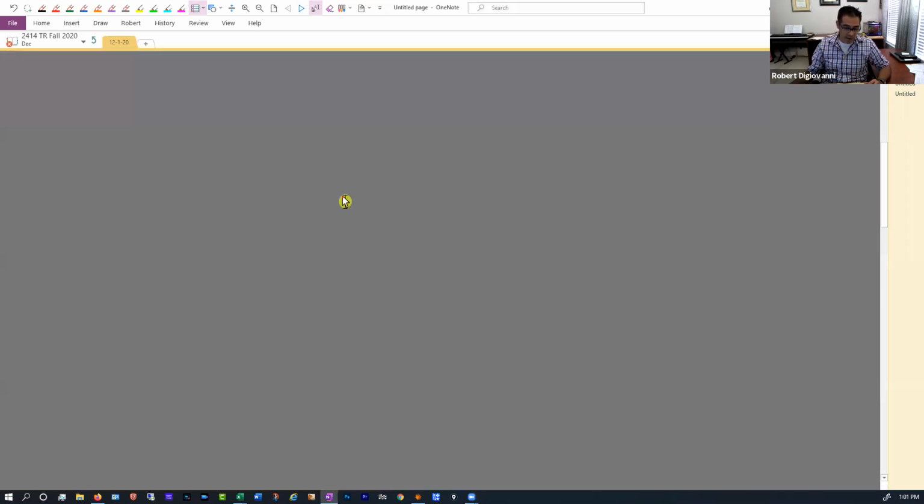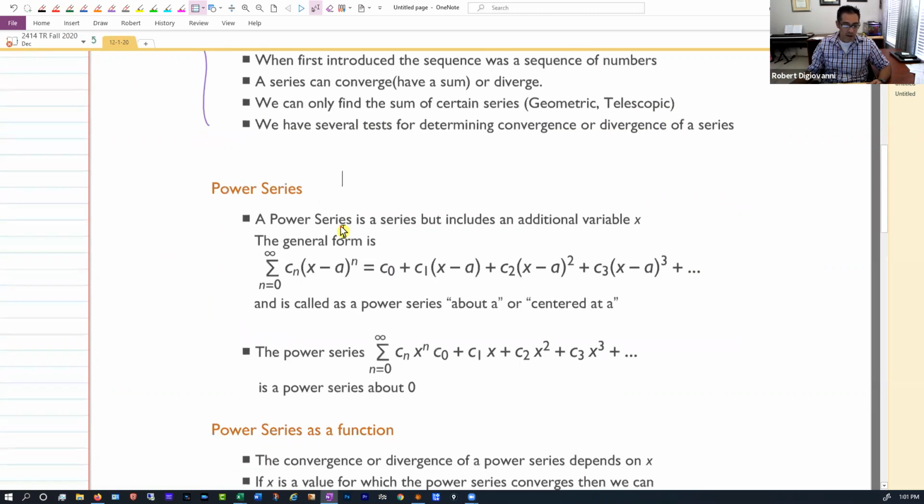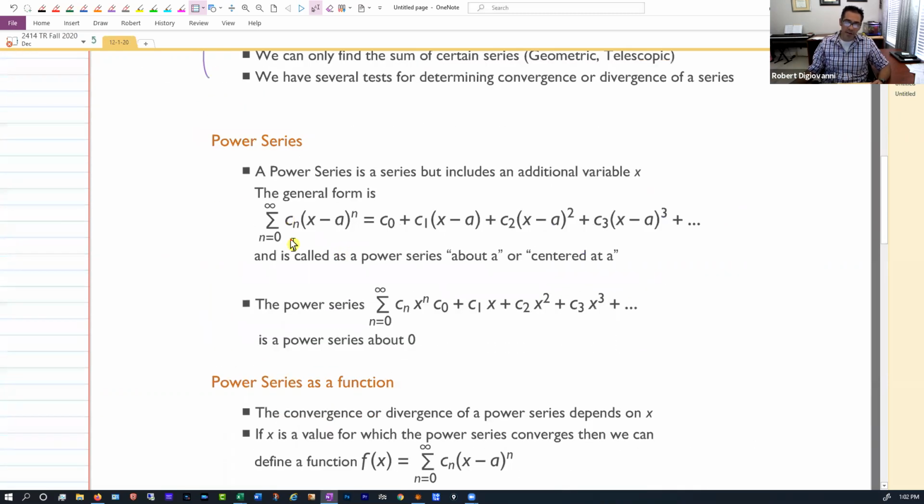A power series, on the other hand, is a series that contains powers of x. The c sub n here is basically a sequence of numbers sitting in front of a bunch of powers of x. And here's the general form of it. We call this a power series about a, or centered at a. We talked about this last class. And if we let a be 0, then it's going to look like this.